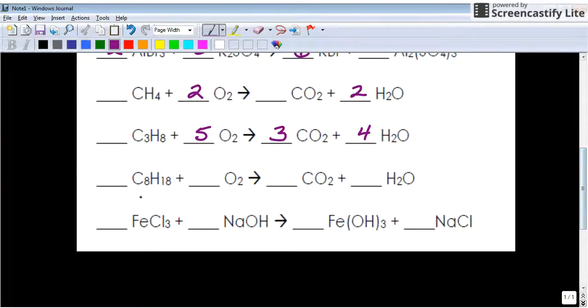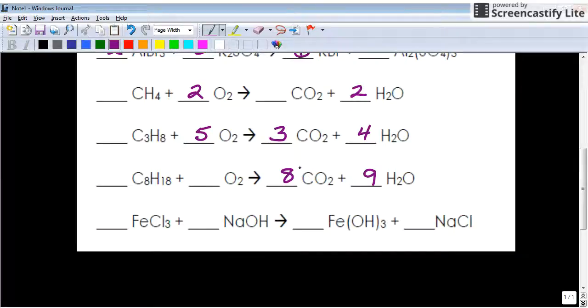Okay, next we've got C8H18. So we've got to put an 8 here for carbon, and we've got 18 hydrogen, so we'll put a 9 here. This is a good one to do because this involves the last little trick that I want to show you about. And we go on to the oxygens. This oxygen will be last because we can adjust whatever we want here without affecting anything else.